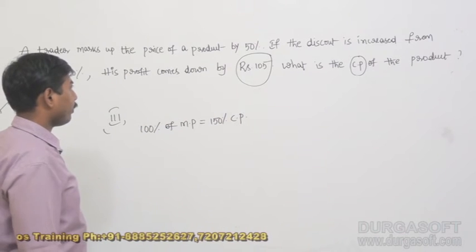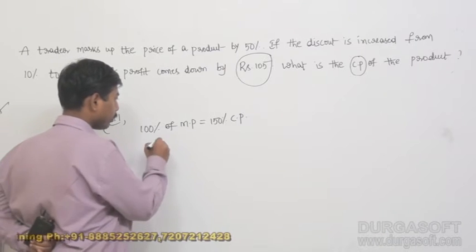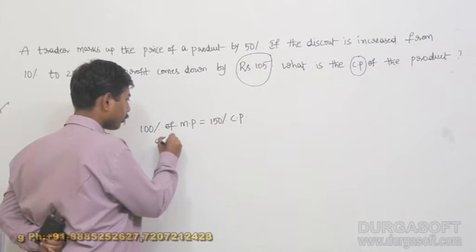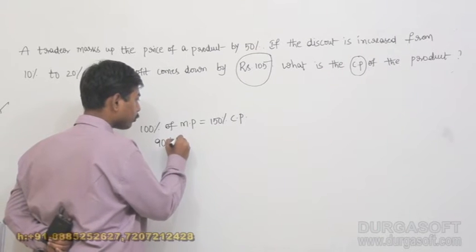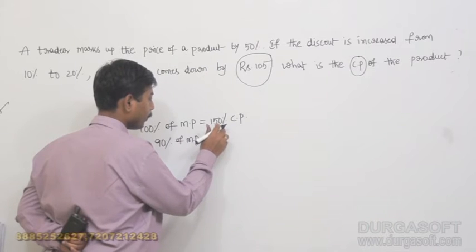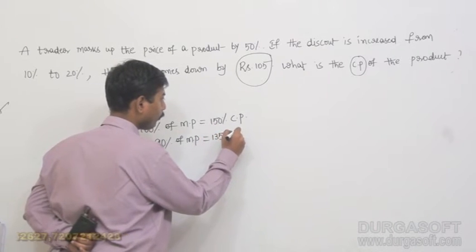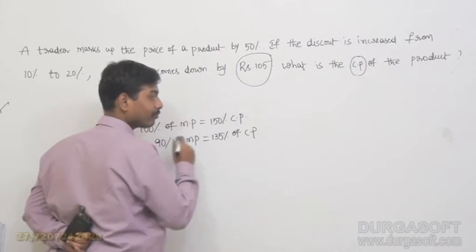Now we have given the first time 10% of a discount to the customer. 10% of a discount we have given to the customer means 90% of the mark price is equal to 135% of the cost price.